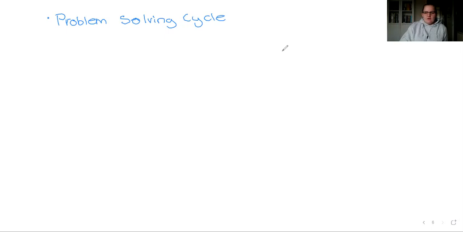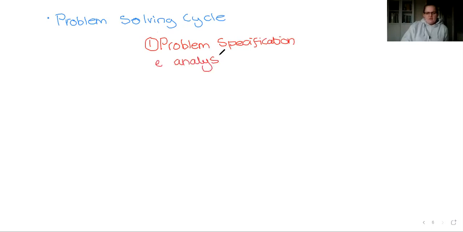So the first stage in the problem solving cycle is this. We get a problem specification and we're going to analyze it. So we find out what the problem is. We're going to analyze what that problem is, have a look at how we might be able to solve it, an analysis.